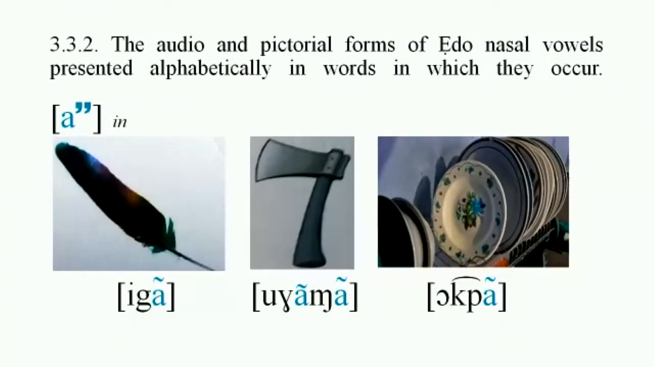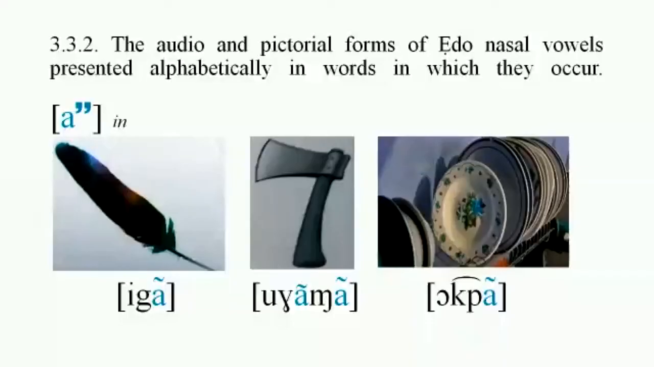The audio and pictorial forms of Edo nasal vowels are presented alphabetically in words in which they occur. So we'll begin with the nasal vowel. So we have that sound in Iga. That is the picture of Iga there. And then we have it in Unawa. We have it in Okwan.